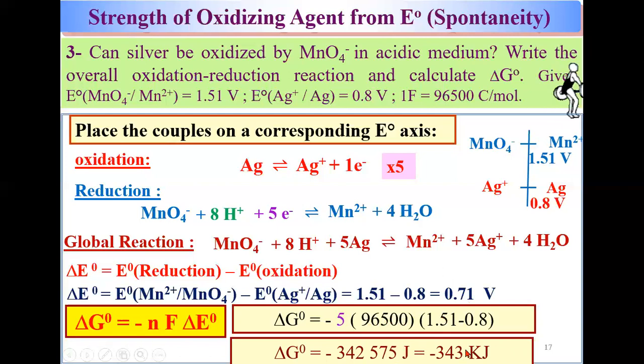Now, if you see an answer in kilojoules, well, the answer should be divided by 1000 to get the answer of the delta G in kilojoules, and that's your number. Of course, it's negative.